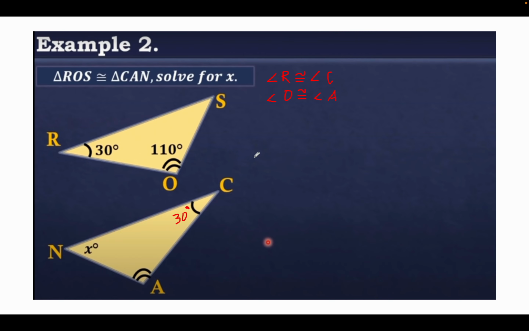Am I right? Or are you following? Yes po, sir. Okay? And angle O is congruent to angle A, and angle O is 110 degrees. Therefore, angle A is 110 degrees as well. Right? Yes po. Okay. So, I think we have sufficient information now to solve for x here. Ibig sabihin ng sufficient, sapat na yung information natin para mahanap natin yung value ng x.